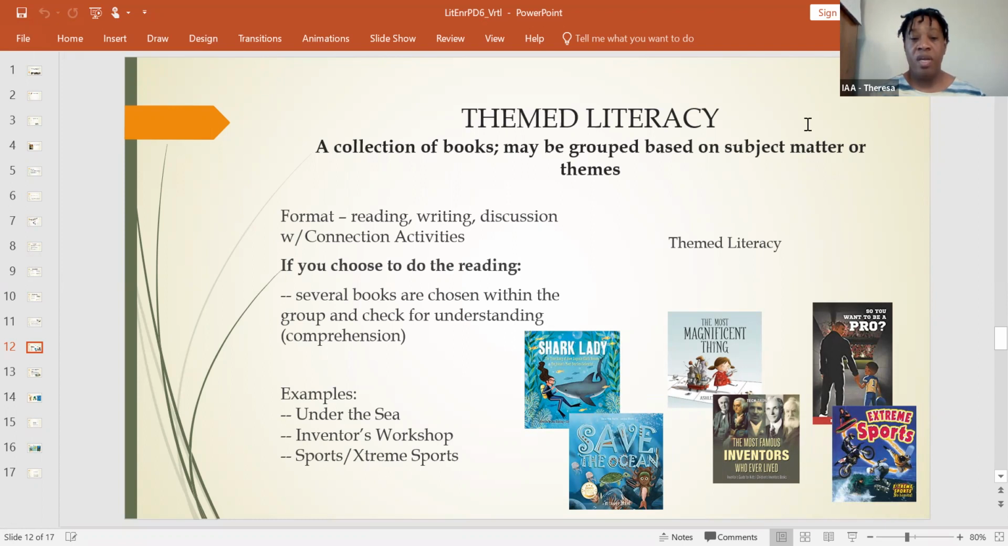If you do choose to read, you only read several books from the group. You're not reading the whole entire collection. You select several books that you're reading, and then you always have the checking for understanding, comprehension. Again, that could be in a reading format, writing, or discussion. With theme literacy, the examples I have: Under the Sea, so the first group of books, Shark Lady and Save the Ocean, is an Under the Sea theme. The next group is an Inventor's Workshop theme. And the last one is sports or extreme sports.